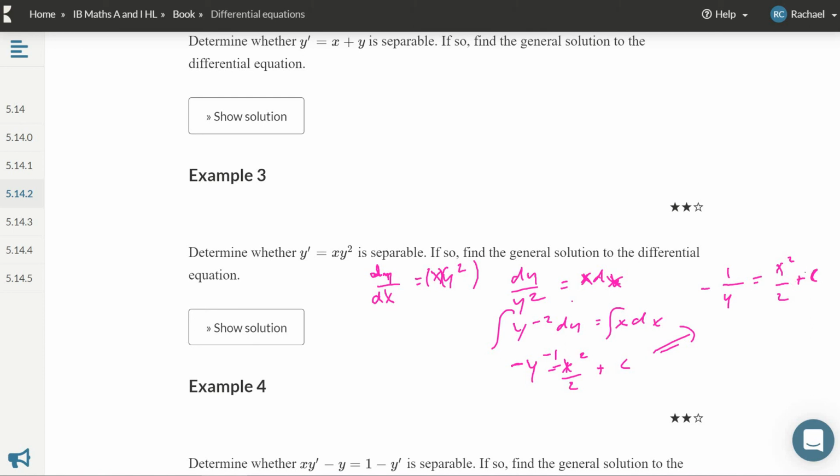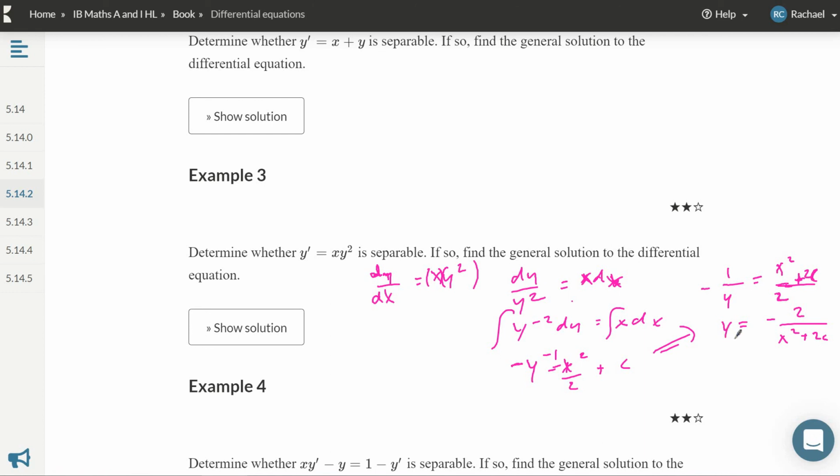So then here you would have negative 1 over y equals x squared over 2 plus c. You could say this is the same thing as x squared plus 2c all over 2, because you could write that as 2c over 2 and then get common denominators. So then this is the same thing as y equals negative 2 over x squared plus 2c. You could write it however. I don't think it matters. So I think this would be an acceptable solution.